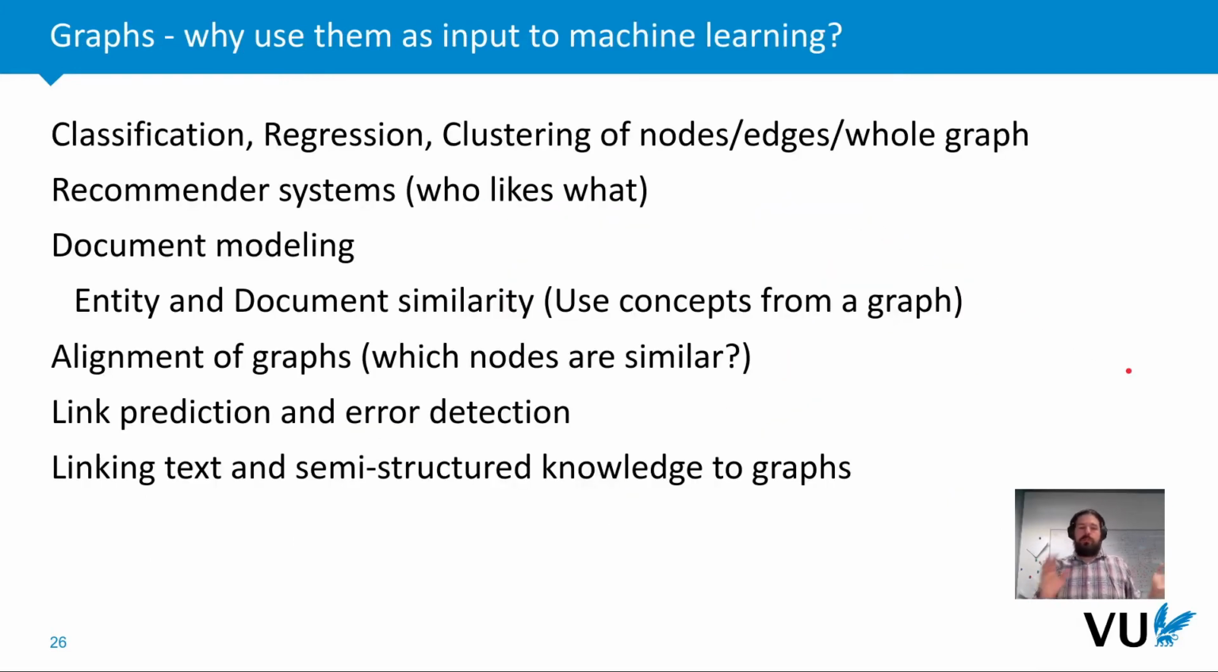Okay, so we have had images, we have had words. Let's now look at graphs. Now, the first thing which we have to ask ourselves is, it's all very nice. The reason we do this for words and images is that we want to use them in machine learning. So before we start talking about embedding graphs, we should first look at why we even want to use them as an input to machine learning. Basically, things which you want to do are, for example, classification, regression, or clustering of nodes in the graph, edges in the graph, or the complete graph.